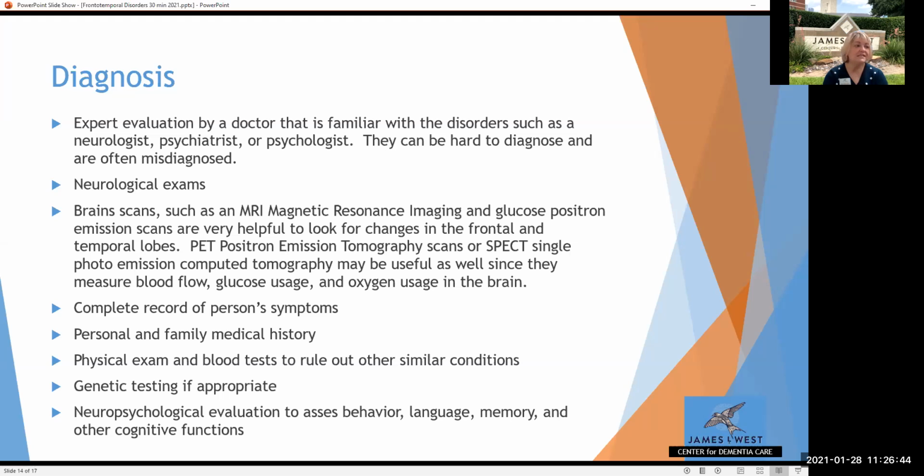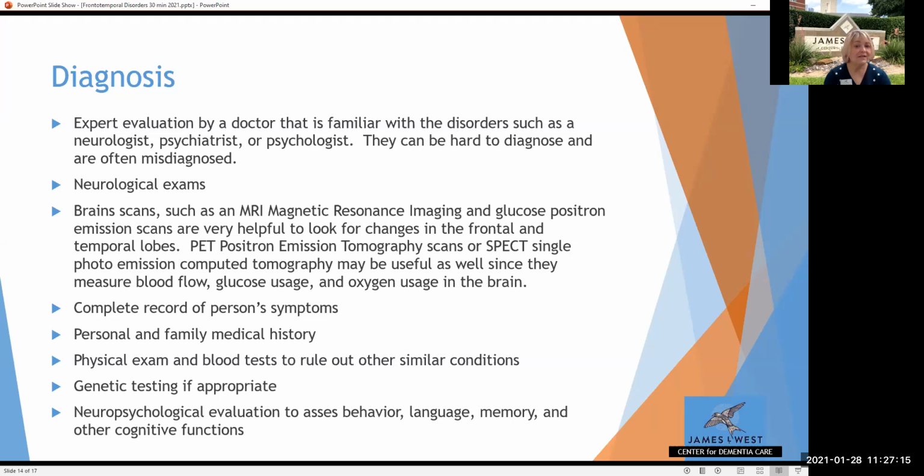They're going to do a physical exam. They're going to do blood tests to rule out any other conditions. We've talked about how there are things that can mimic some dementias that we want to rule out. So we're going to start at the primary care physician and get all of our blood work done and do a history. Genetic testing, if appropriate; not everybody does that. And then a neuropsych evaluation to assess behavior, language, memory, and other cognitive functions.